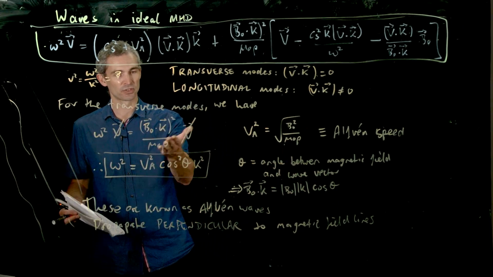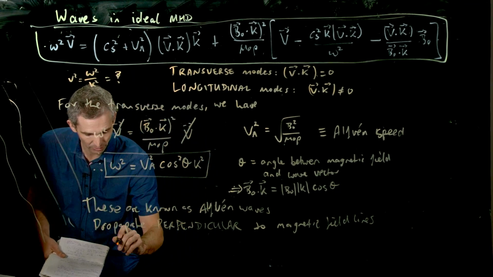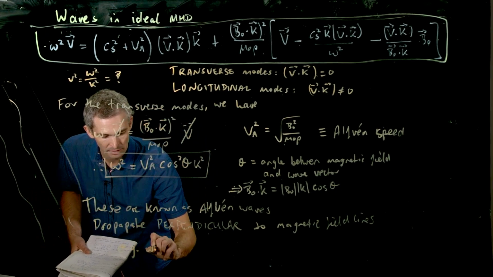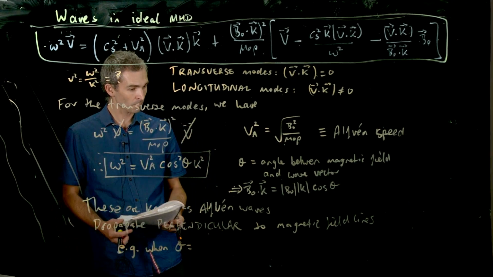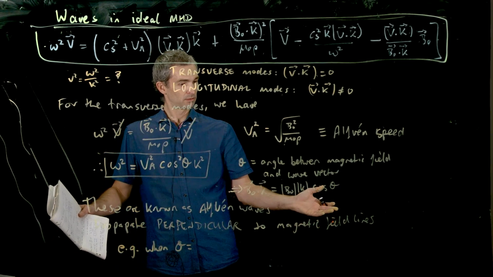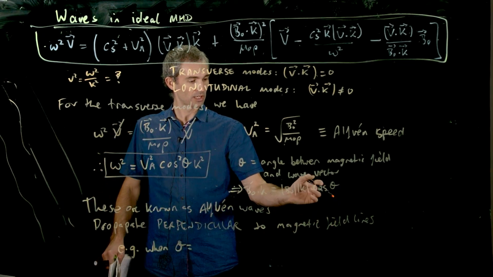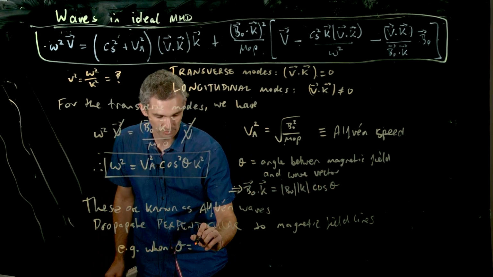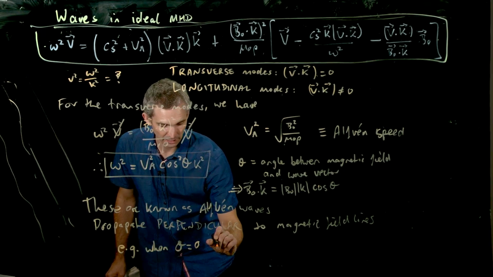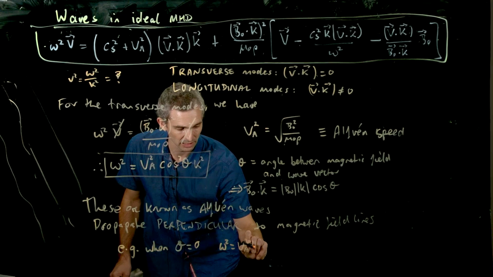So if the magnetic field is 0, then obviously these waves do not exist. For example, when theta is naught, cos is 1, then we get omega squared equals Alfvén speed squared k squared.